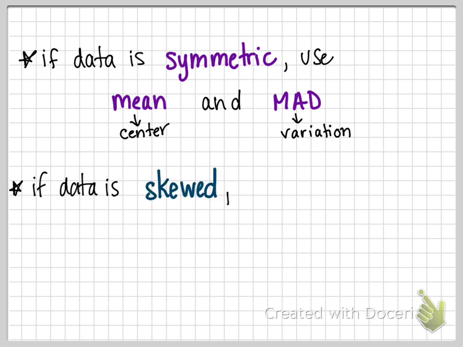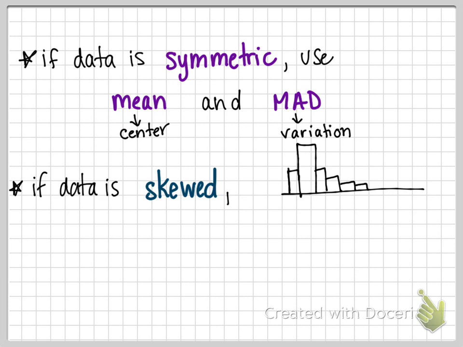If the data is skewed, remember how skewed data has a tail, right, on either side. So something like this. That would be skewed which way? Right. Skewed right, because the tail's going to the right.